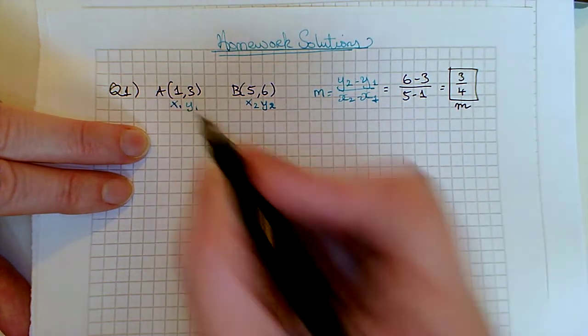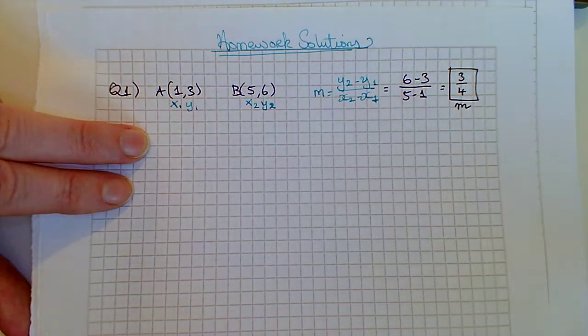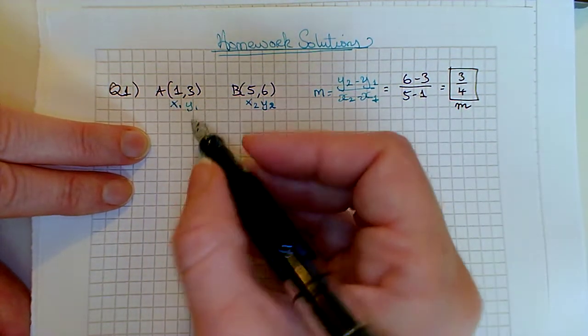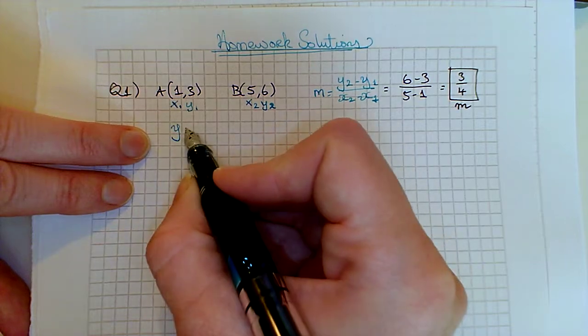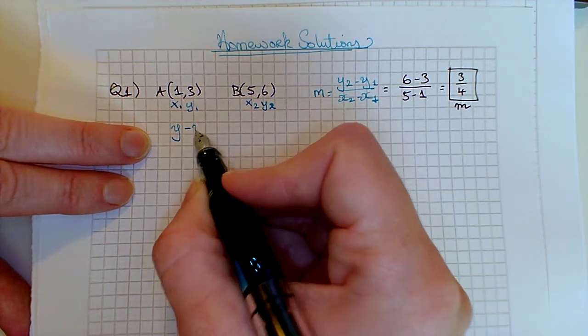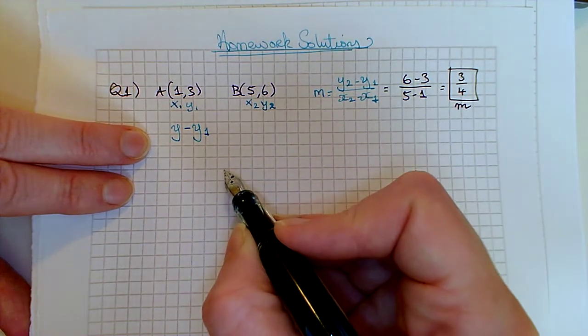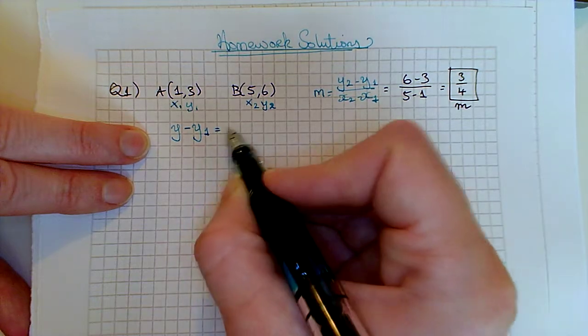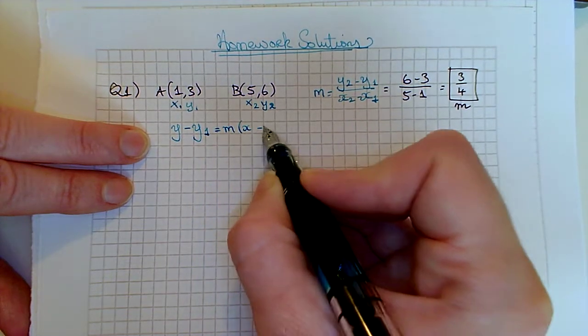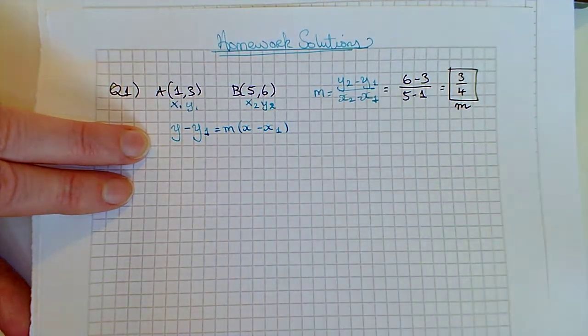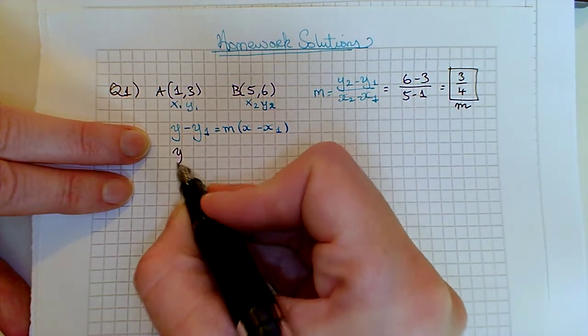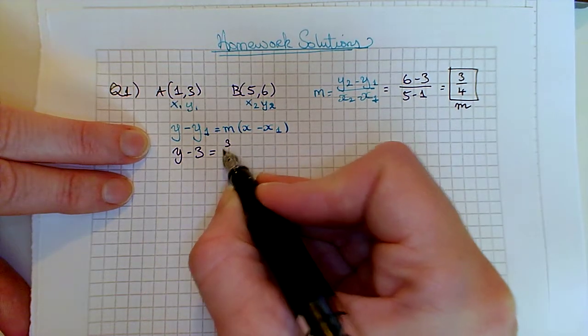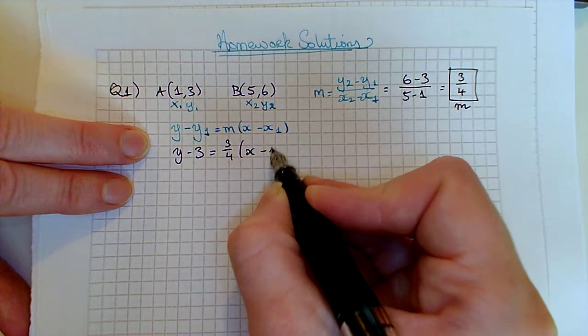I'm going to use x1, y1 from here. I could use the other point as well. It doesn't matter which one we use. I know I'm repeating myself, but I think it helps us remember better if I keep repeating myself. So the equation of the line formula: y minus y1 equals m by x minus x1. I fill into that and I get y minus 3 equals 3/4 by x minus 1.